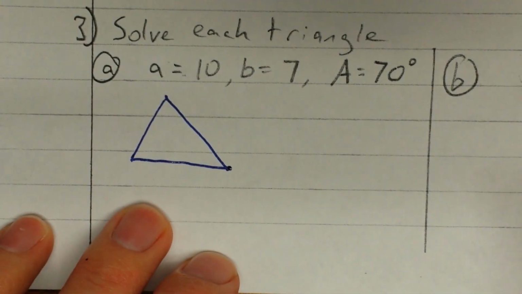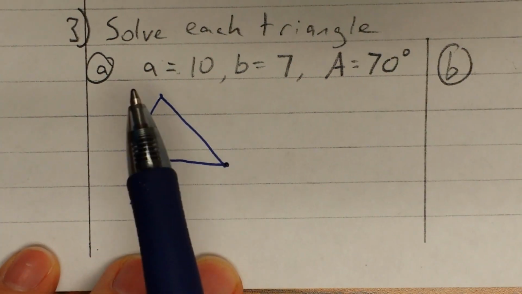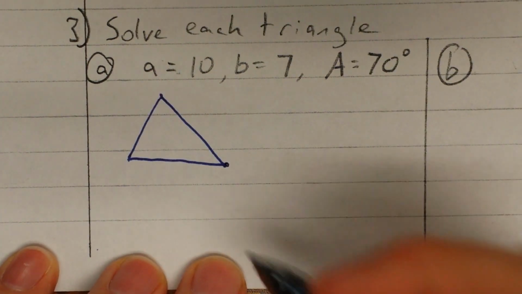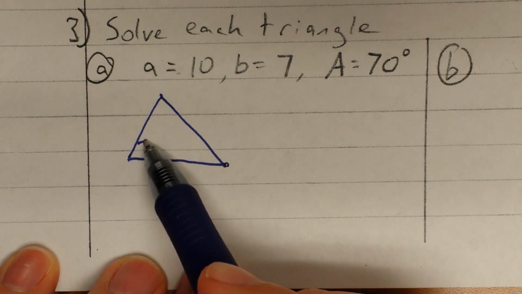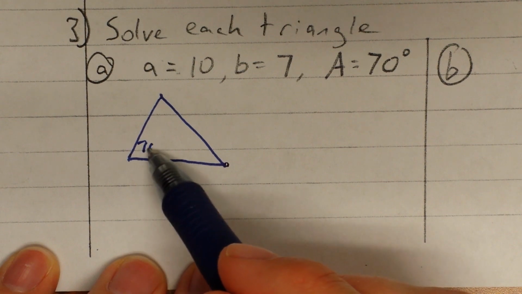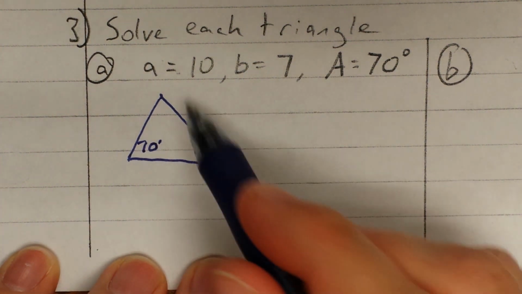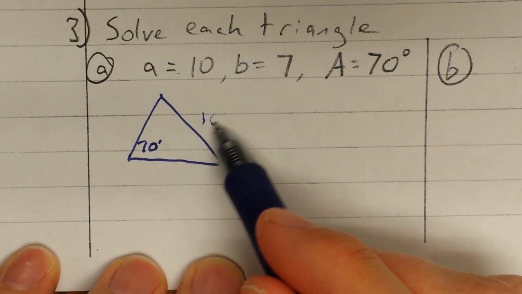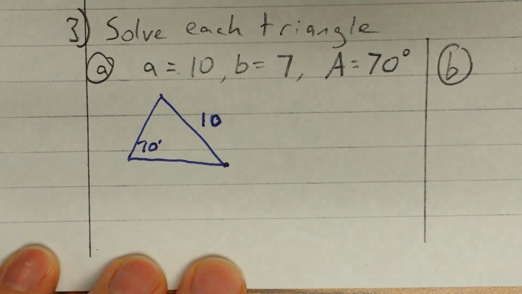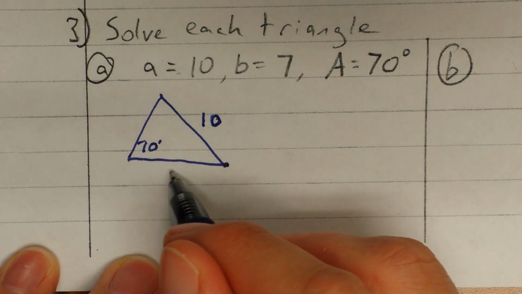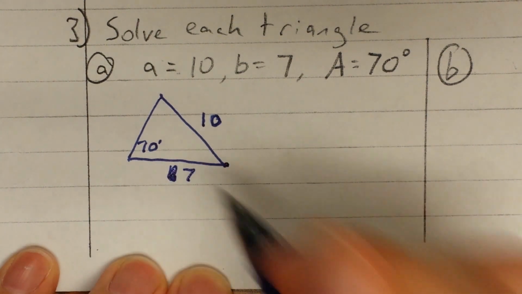One thing to keep in mind here: when it tells you angle A is something and side A is something, those two somethings have to be across from each other. So let's say the 70 is here, and you could put it in any corner. What matters is that the 10, the side that's also called A, is across from it. And then some other side is called B, which is 7.